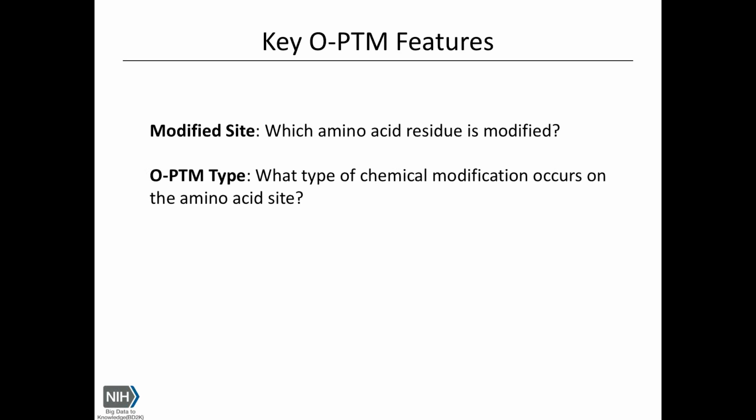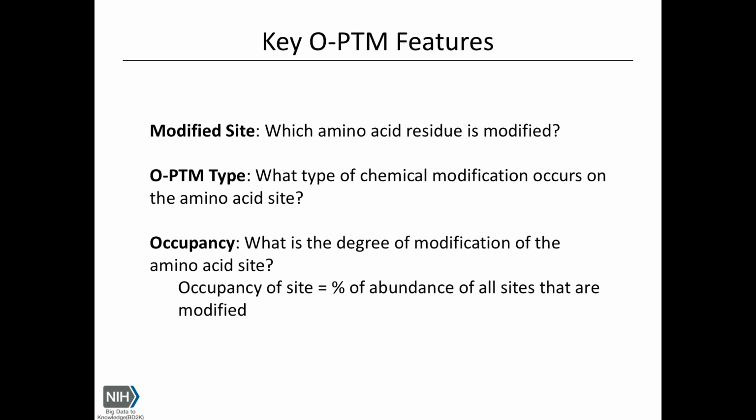So in our efforts towards studying these O-PTMs, we are primarily interested in how three key features of each O-PTM site on a protein are impacted by cardiac hypertrophy. These include the modified site, or the amino acid residue which is modified, the O-PTM type, or the type of chemical modification that occurs on the amino acid site, and the occupancy, or the degree of modification of the amino acid site. And we calculate this as the percent of abundance of all sites that are modified.